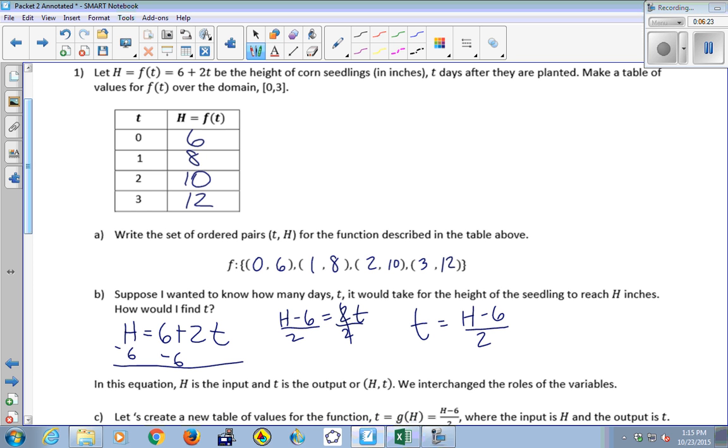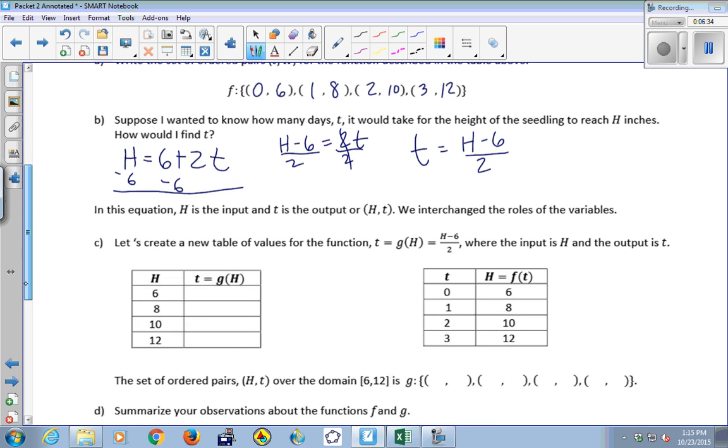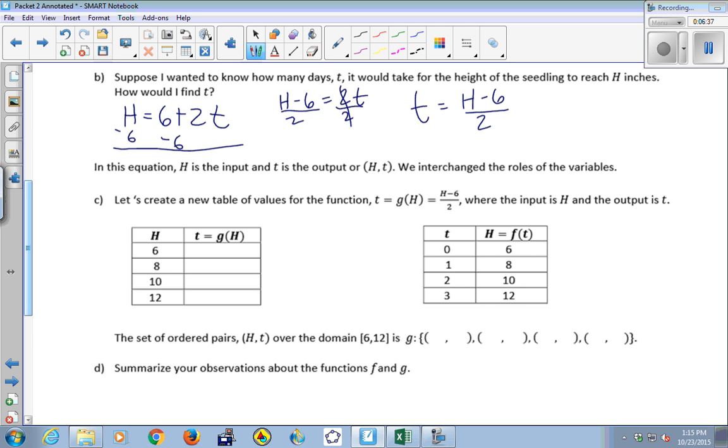So in this equation, now h is the input and t is the output. So my points are going to look like h comma t's instead of t comma h's. So we switched the roles of the variables. I'm going to create a new table. My old table was t comma h. I had a formula for my function f, and I plugged in t's and got h's. But now I'm going to do the opposite. I have h's, and I want to plug into my new formula and get the t's.